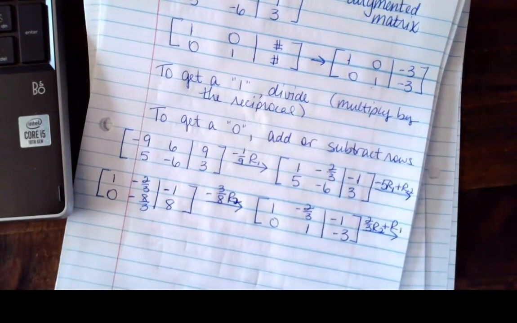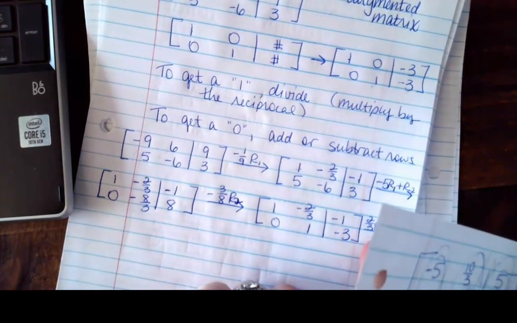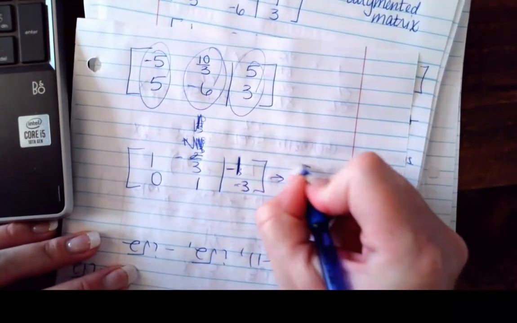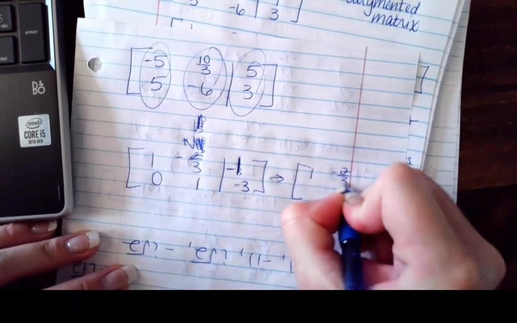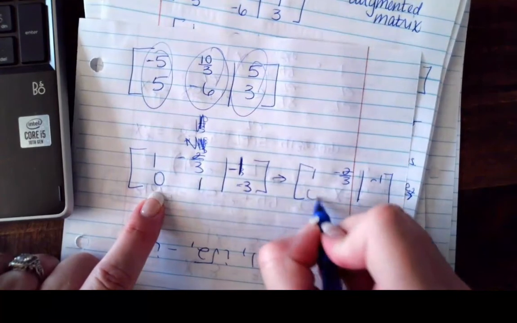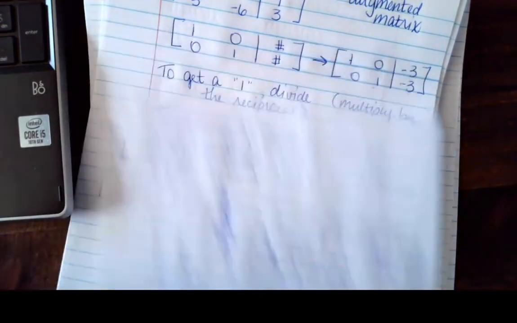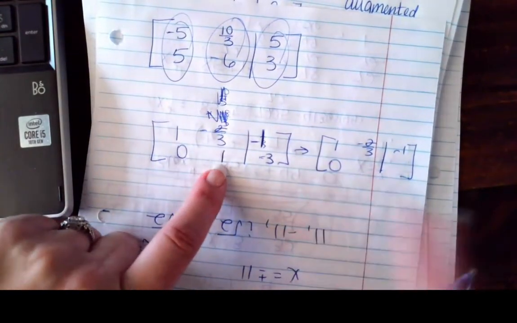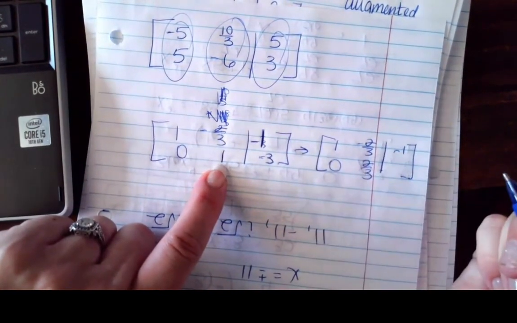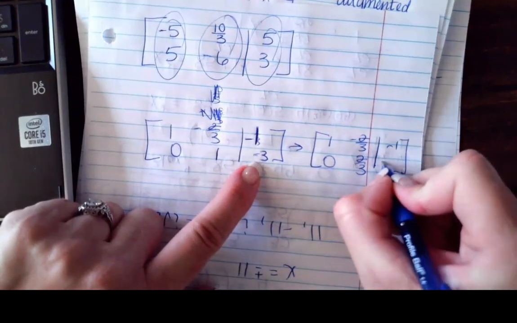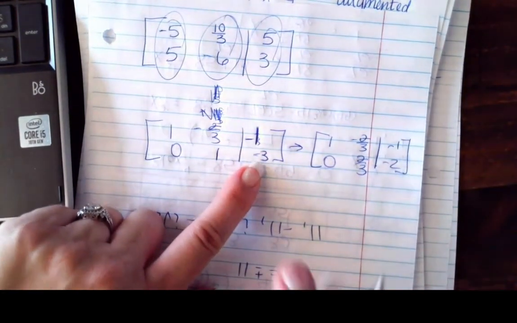Okay, so what we have is I'm going to take 2/3 times row 2. Okay, so what is 2/3 times 0? 0. 2/3 times 1 is 2/3. 2/3 times negative 3. What is 2/3 times negative 3? It's going to be negative 2. Okay, so here's what I've got.